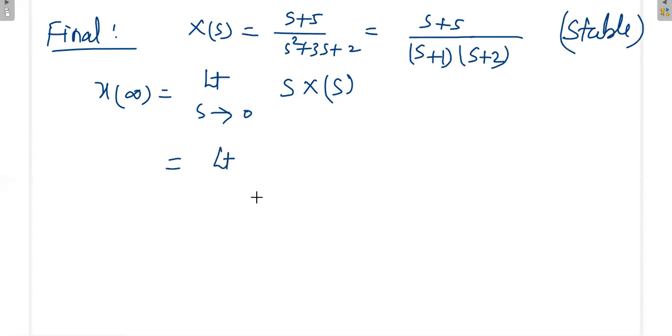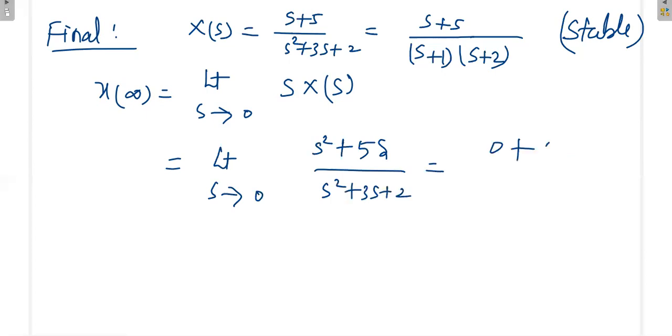The limit as s tends to 0 of (s² + 5s) / (s² + 3s + 2) gives 0 plus 0 over 0 plus 0 plus 2, which is equal to 0. So the final value is 0.